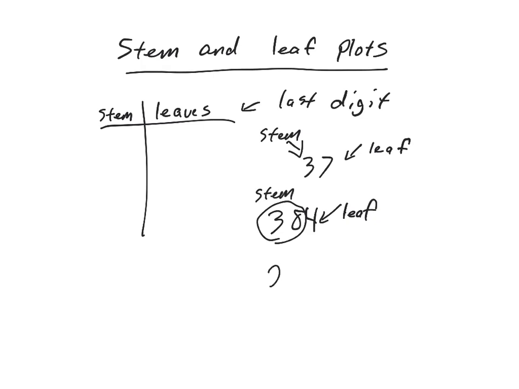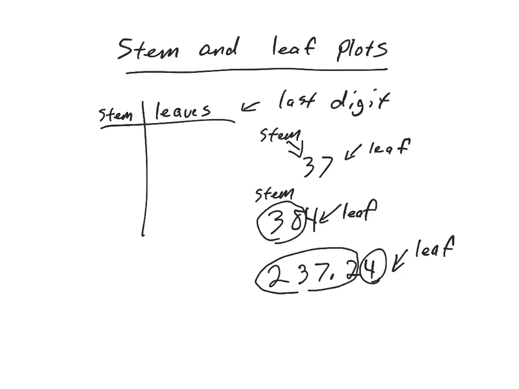If you had 237.24, 4 would be the leaf, and 237 and 2/10 would be your stem. Now, I know you're saying if you have all these different numbers, how do you know that the last number is the leaf? Well, regardless of its place value, that last number is always going to be the leaf.